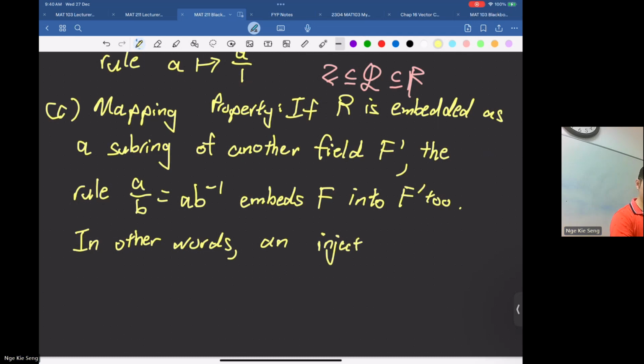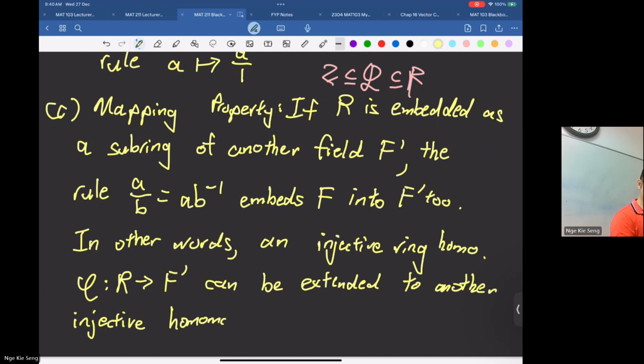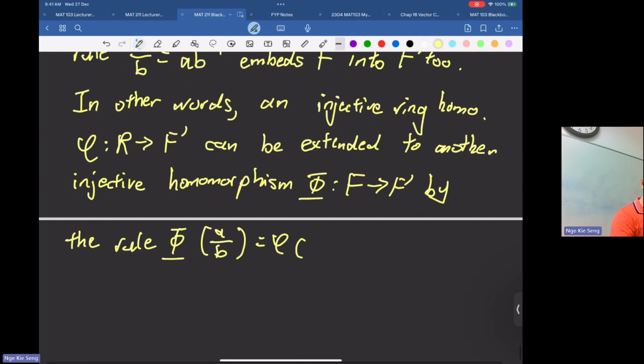the injective ring homomorphism little phi from R to F prime can be extended to another injective homomorphism big phi from F by the rule big phi of A over B equals little phi A times little phi of B inverse.